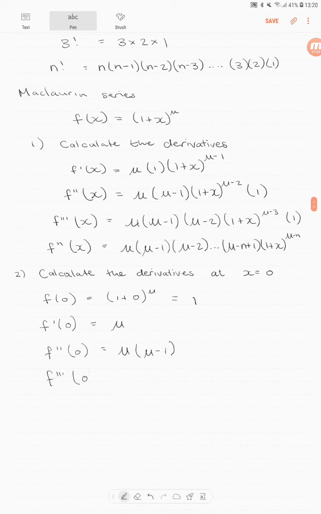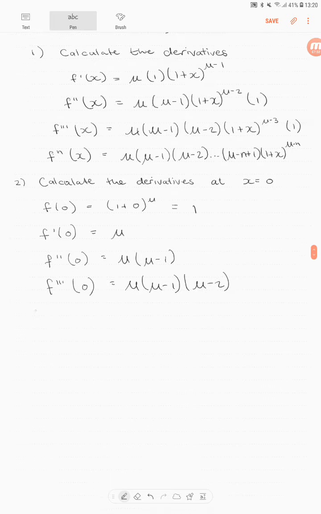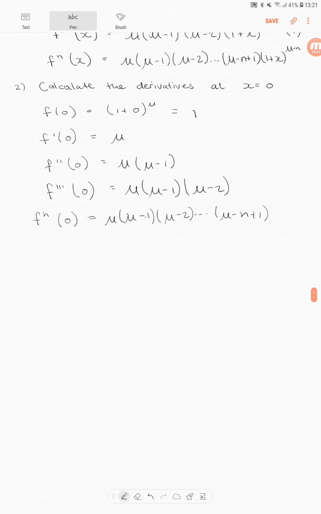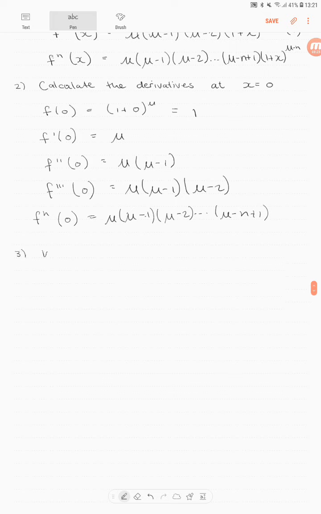F triple prime at 0 is equal to mu times mu minus 1 times mu minus 2. And f n at 0 is equal to mu times mu minus 1 times mu minus 2 up to mu minus n plus 1. And then we write our series.